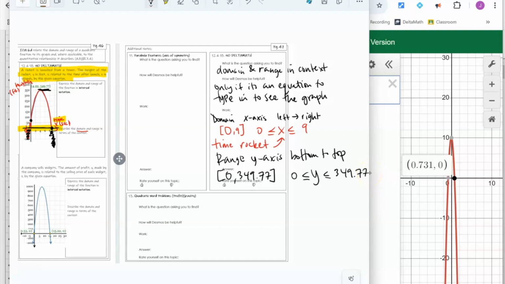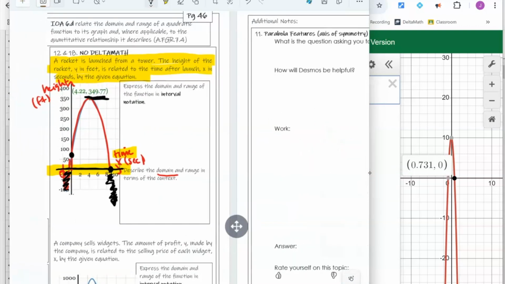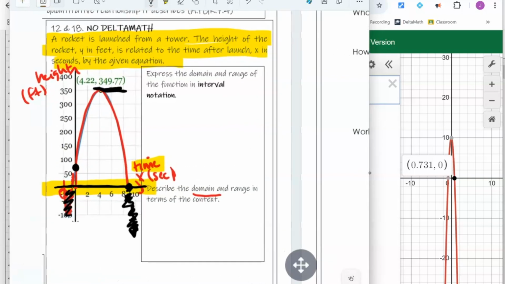No, because it does not reach 350. All right, let's talk about what that means in meaning. So again, you need to describe that here so that you know how to do it on the test. In meaning, range is from the bottom to the top. So I'm talking about the height, right? So we're looking at the height in feet.